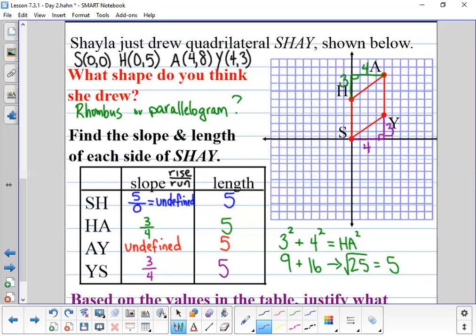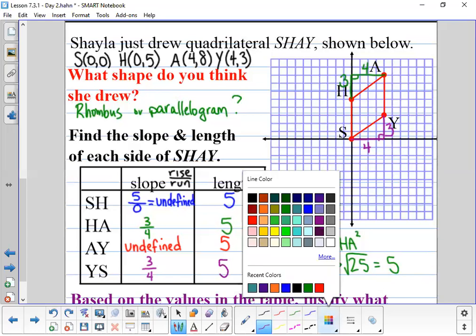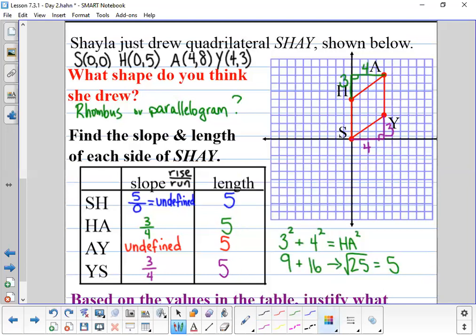Okay, so now let's mark our diagram for what we have. So I know that the 2 vertical lines are parallel to each other. So those two lines are parallel. And I know that HA and YS both have a slope of 3/4. So those are also going to be parallel to each other. Okay, so I've got myself a parallelogram. So it must be a parallelogram.